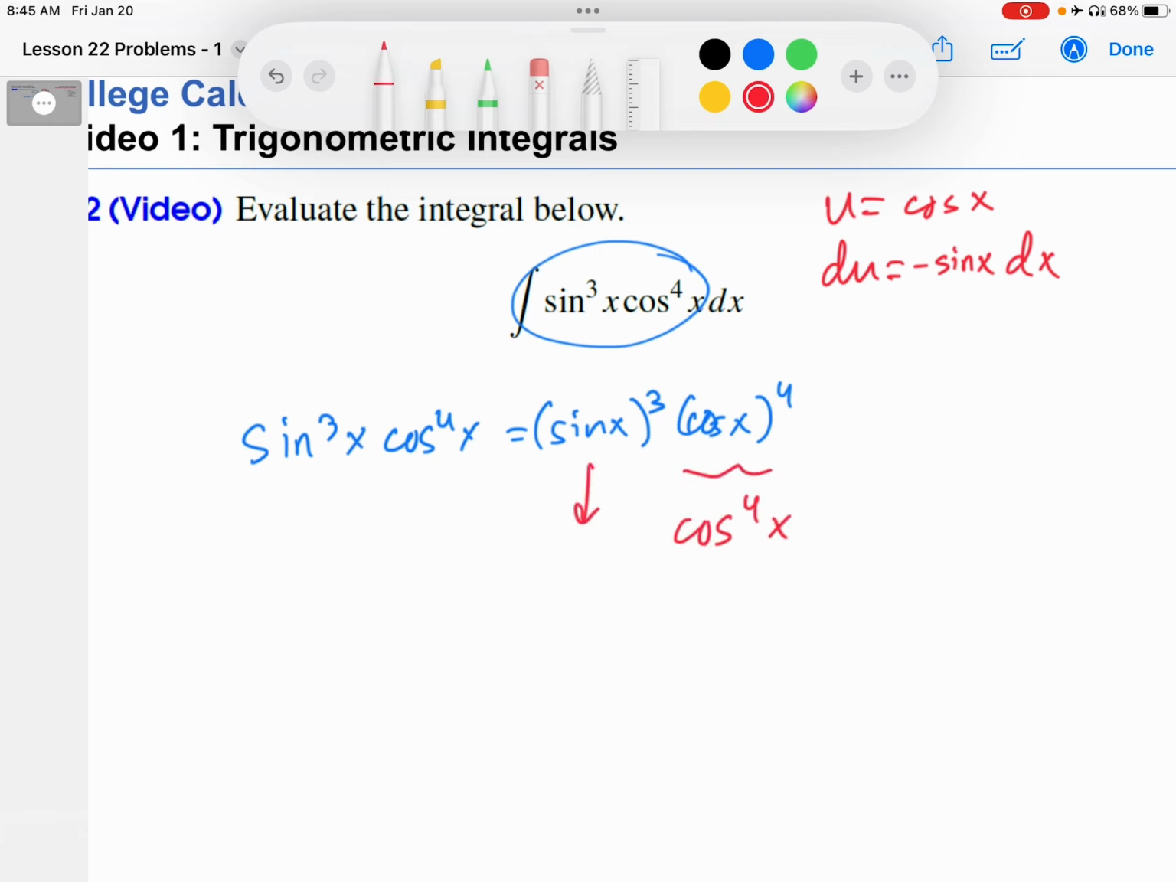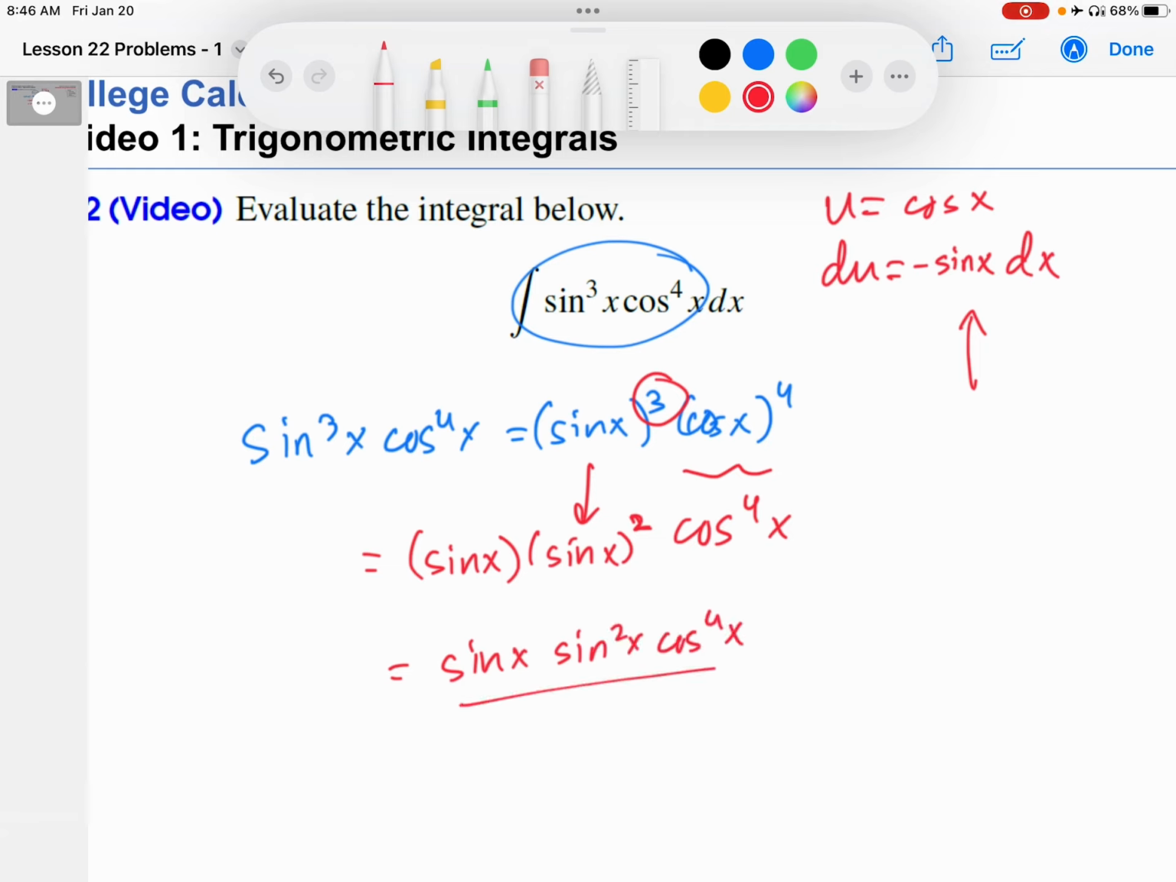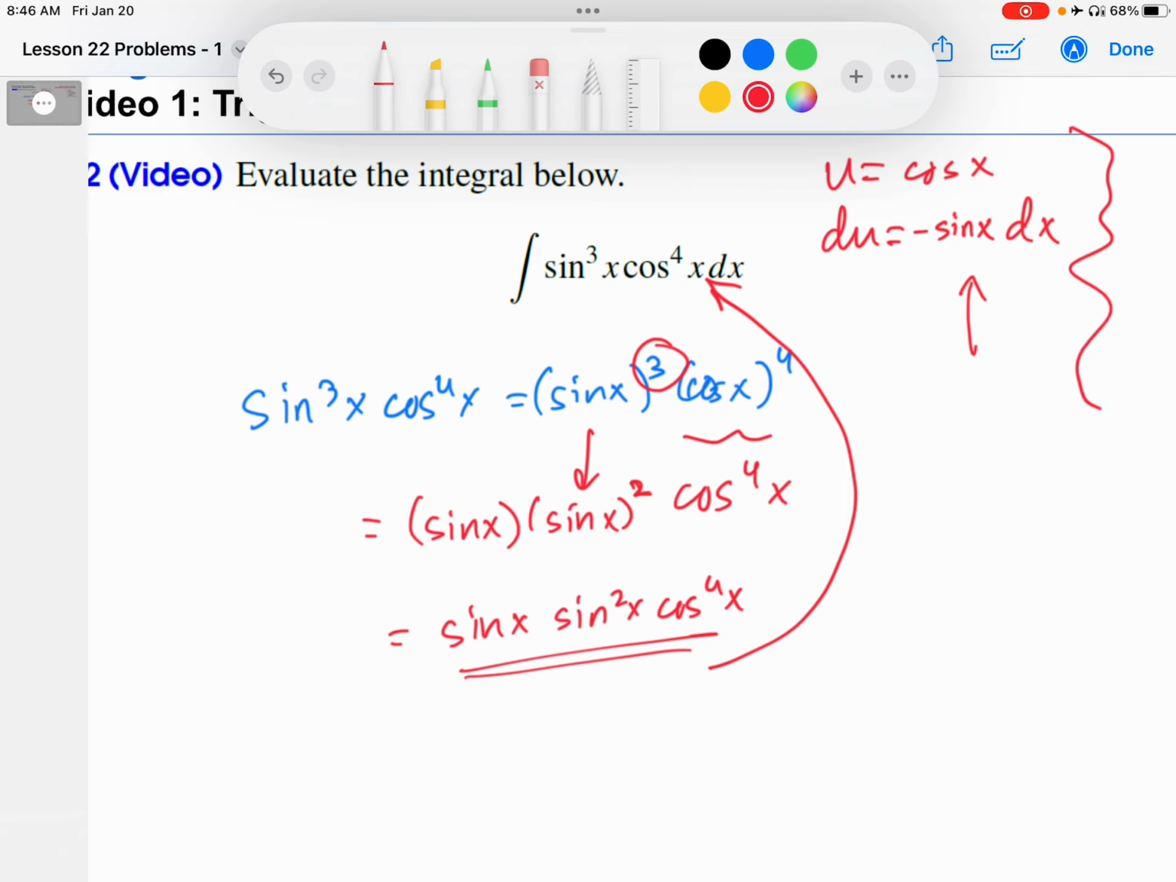And we decided that we would like to break this up so that it has 1 sine x in it. So you see, we can do that by breaking it up to just 1 sine x over here by itself. And then what's left over is 2 of these sine x, because we have an original sine x to the third. So this is now sine x times sine squared x times cosine to the fourth x. This is the representation of the integrand that is really going to help us out in terms of successfully applying that u substitution. Okay, so let's do that.